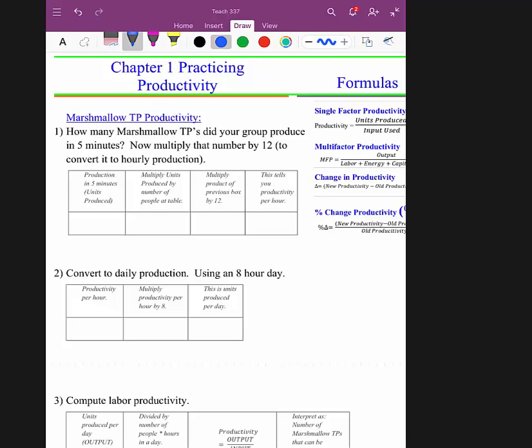The purpose of this video is to clarify the Marshmallow productivity problem that we did in class on Thursday. And if you happen to have missed class on Thursday, now's a great time to go ahead and get on board with the Marshmallow TP making exercise.